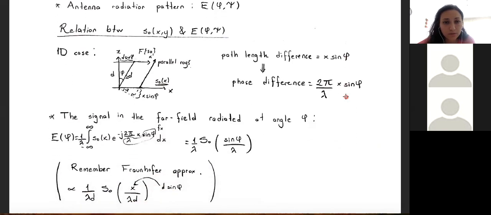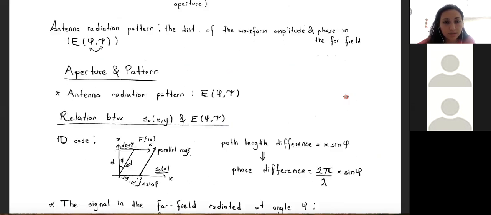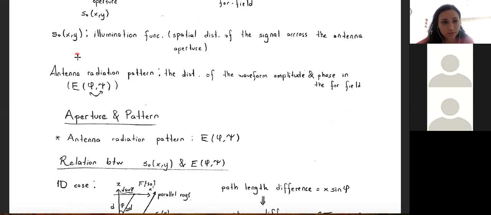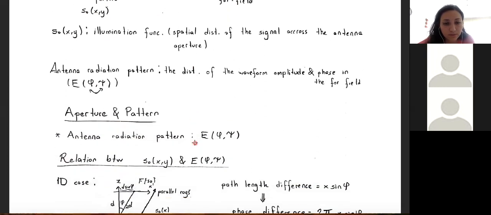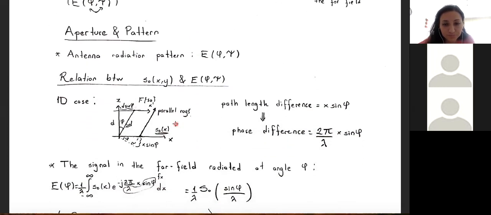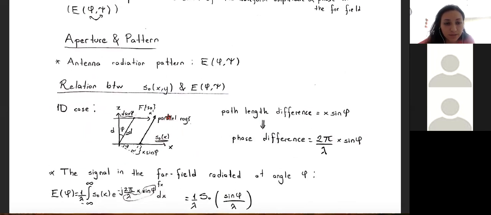What we want to understand is, of course, the relationship between these two, but to make the problem simpler in the beginning, we're going to focus on the one-dimensional case. Let's say our aperture is one-dimensional. It's not a plane anymore. It's one-dimensional, S0(x). And we want to understand its effect in one dimension in the far field as well. So we want to understand the relation between S0(x) and E of phi. So we first constrain ourselves to 1D.